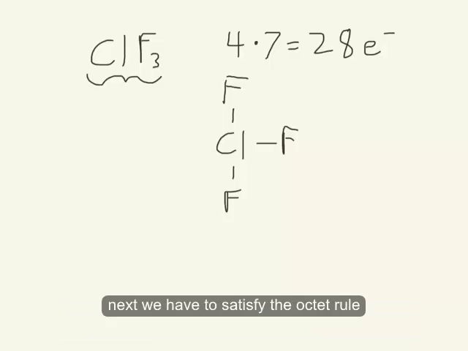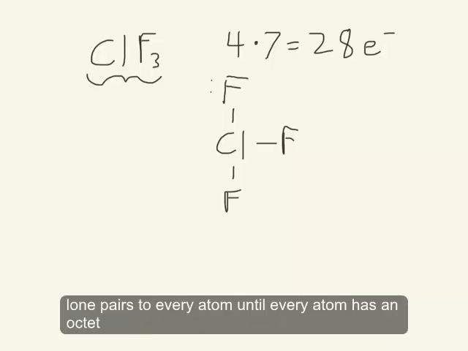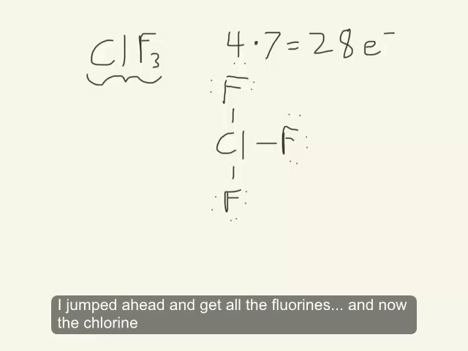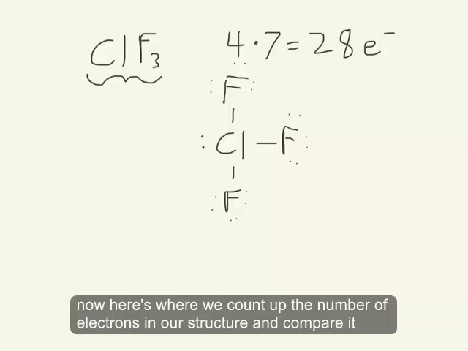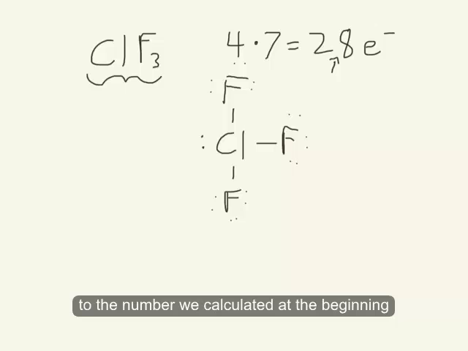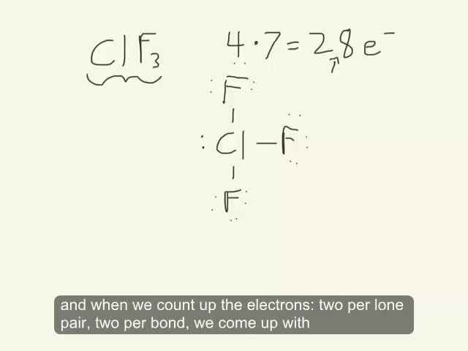Next, we have to satisfy the octet rule, so I'm going to give lone pairs to every atom until every atom has an octet. I jumped ahead and got all the fluorines, and now the chlorine needs one electron pair. Now here's where we count up the electrons in our structure and compare it to the number we calculated at the beginning.